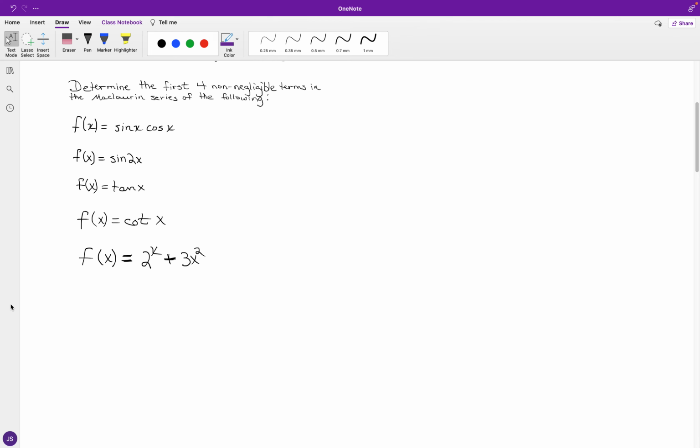Okay, looking at the next part of what we have and working with the Maclaurin series, let's say we have special kinds of operations like working with division and multiplication. Among your functions, determine the first four non-negligible terms in the Maclaurin series, starting out with f of x equal to the sine of x times the cosine of x, as well as the sine of 2x, and also we have the tangent of x, the cotangent of x, and also f of x equal to 2 to the x plus 3x squared.